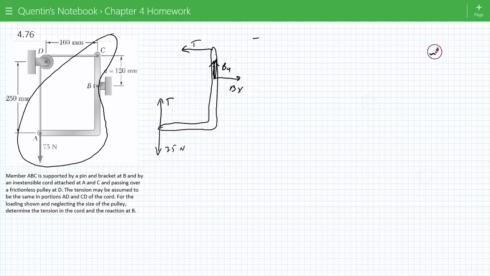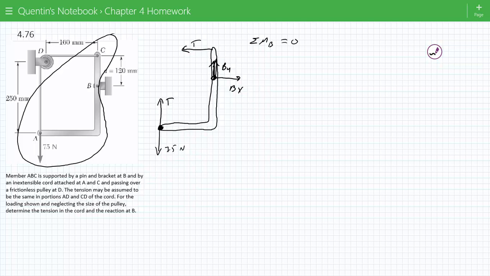So the first thing, let's take the sum of the moments. And where should we take the sum of the moments? If I take it about here, so if I consider point A, I'm going to get rid of this T, but I'm going to have three unknowns, right? So that's not terribly helpful. But if I take the sum of the moments about B, all of a sudden I get rid of two of my unknowns, and that's equal to 0.